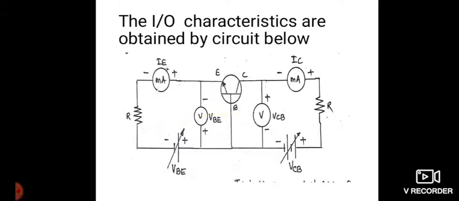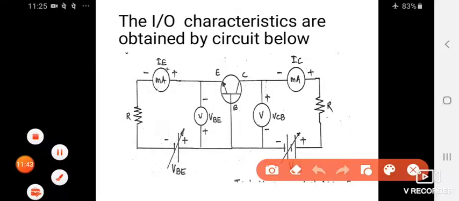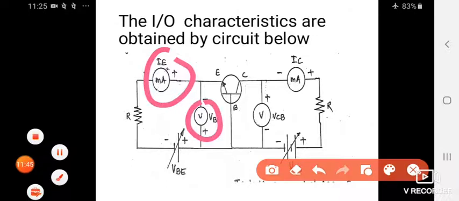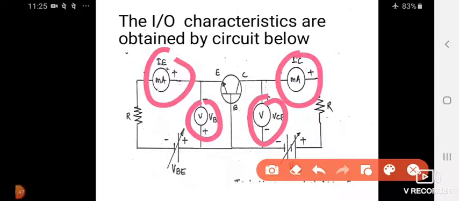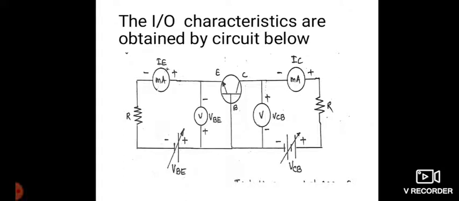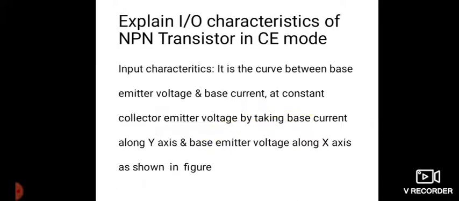Now, this is the circuit diagram which is used to plot the input output characteristics. Here the voltmeters and milliammeters are used to measure different voltages and currents. By milliammeters IE and IC are measured, by voltmeters VBE, that is the voltage between base and emitter, and the voltage between collector and base are measured. Now, coming to the input output characteristics of NPN transistor in CE mode.